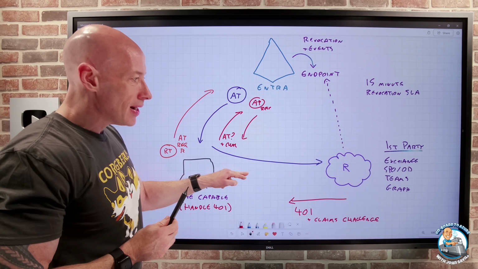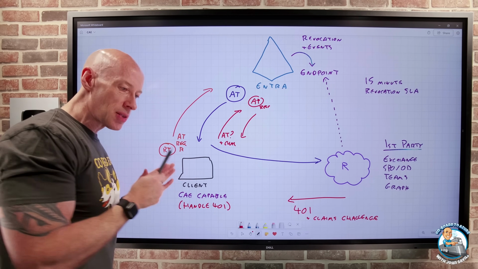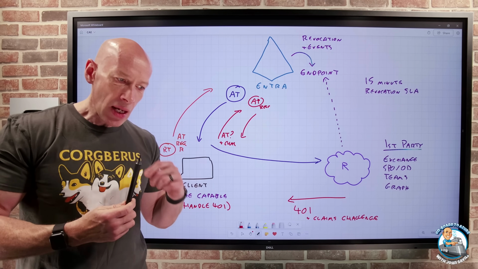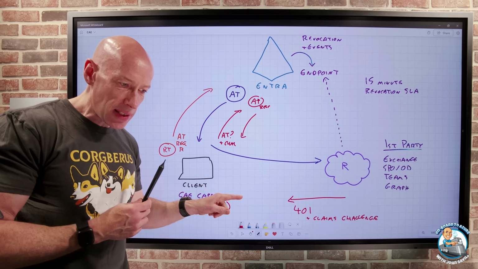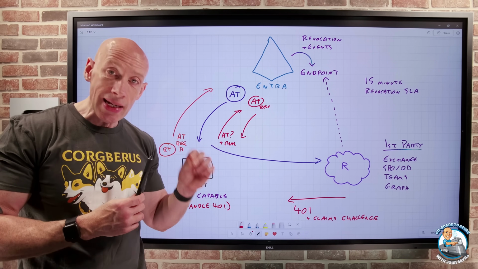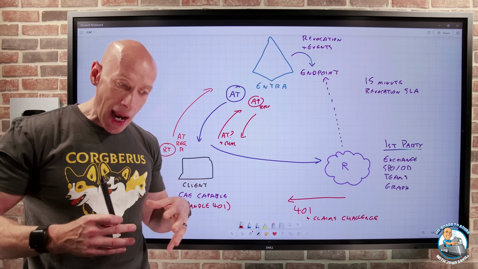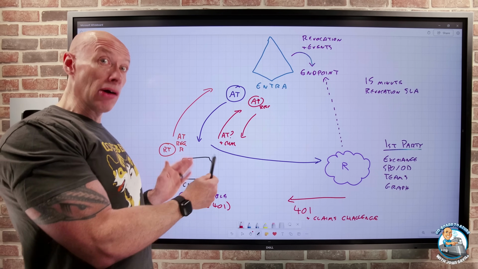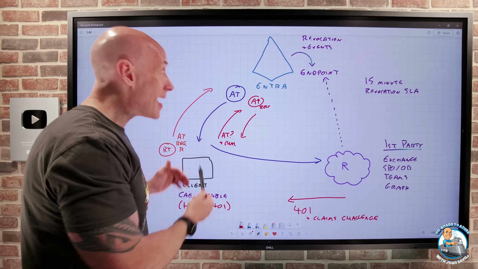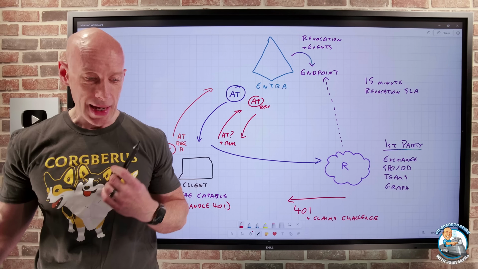So that's really the big deal about the client having to be CAE capable as well, because in the header of this message, there'll be a WWW-Authenticate, and in there is the challenge that the client has to know, saying, oh, I need to take that challenge and send it to the token service in Entra.